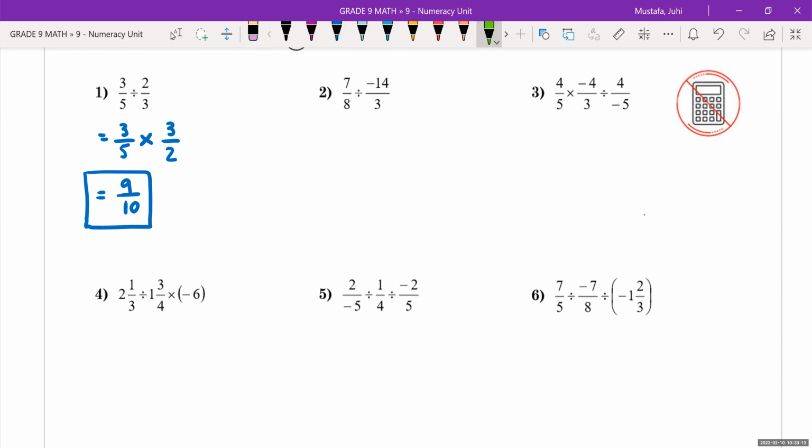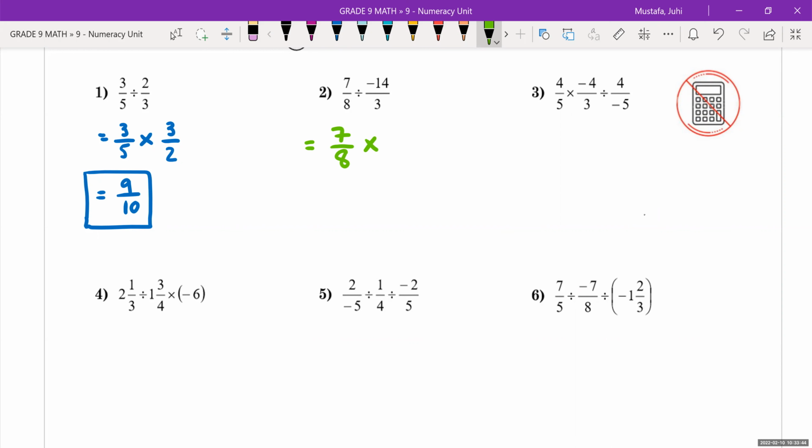Let's look at question number 2. We have 7/8 divided by -14/3. Now, if you're wondering what happens to the negative sign, what we're going to do is, Tayshawn, I see you. Thank you. We are going to keep the negative sign either with a number or you can keep it at the top. It really doesn't matter. I always find it easier to keep the negative sign with whatever the number it belongs to, just so that we don't lose it.